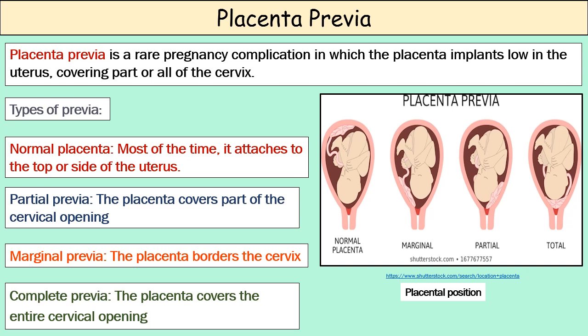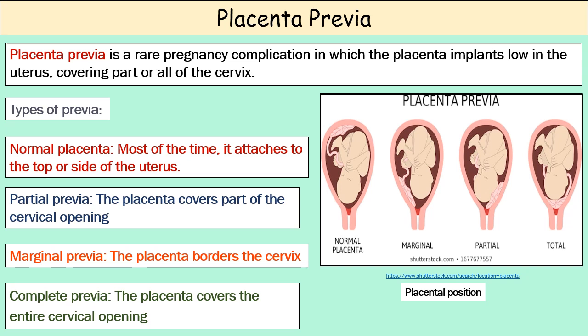The placenta is what nourishes and protects your baby in utero. Most of the time, or in case of a normal placenta, it attaches to the top or side of the uterus. But if it settles lower down, it might result in placenta previa.